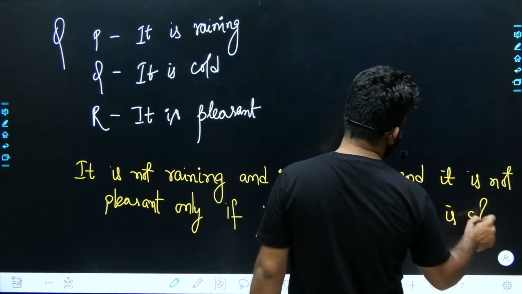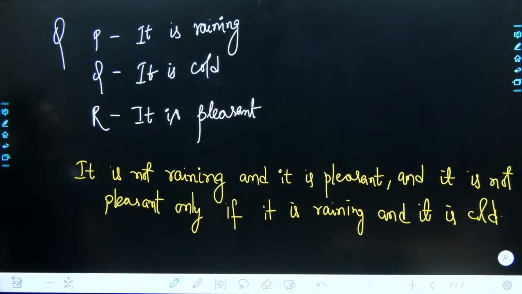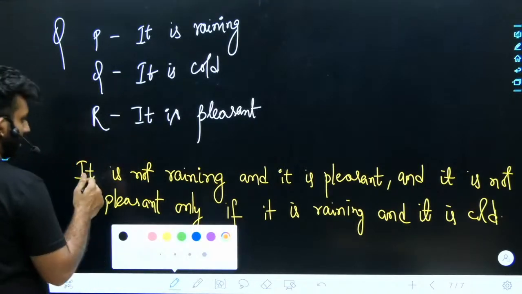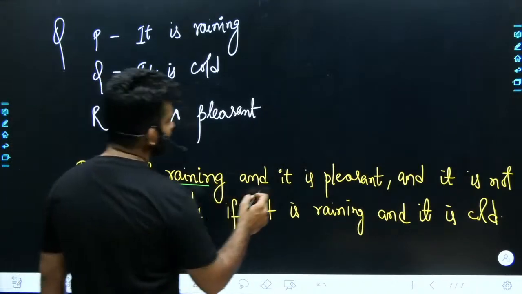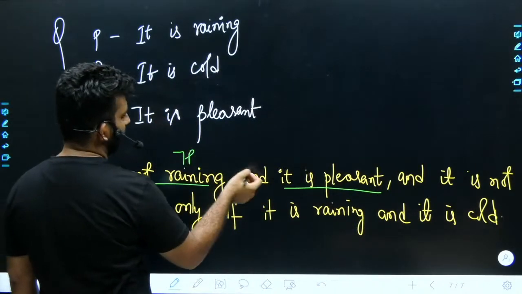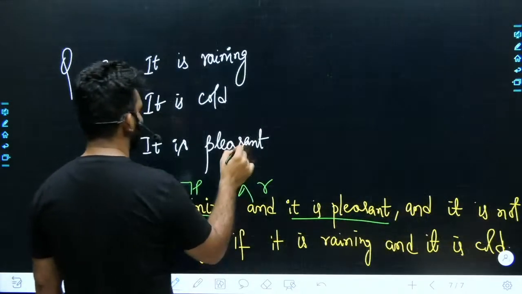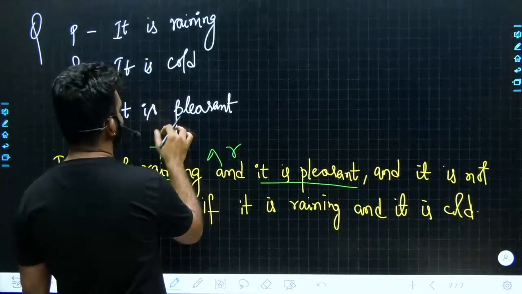So let's see which expression will be created by this one. So this is the complete sentence given to me, and I need to convert this into the propositional expression. It is not raining and it is pleasant. So I guess you know this. Very simple for this one. That means for not raining, it is not of P. And it is pleasant, that means R. Okay, this is clear.